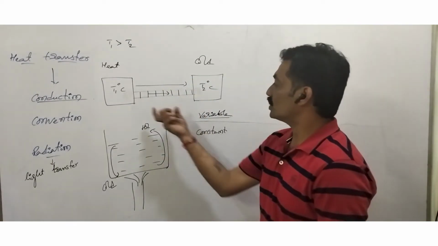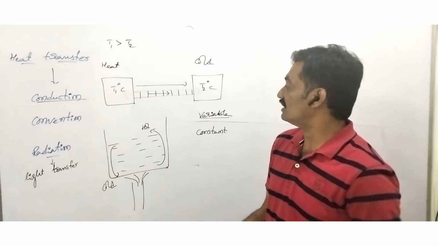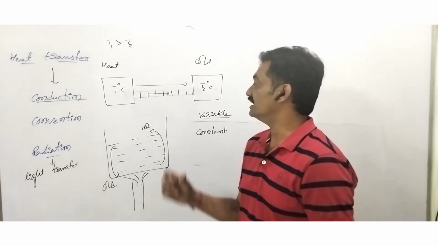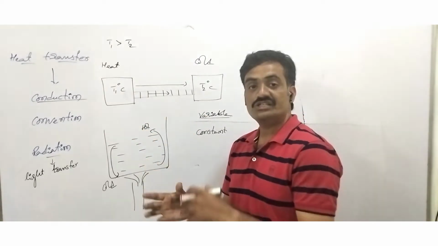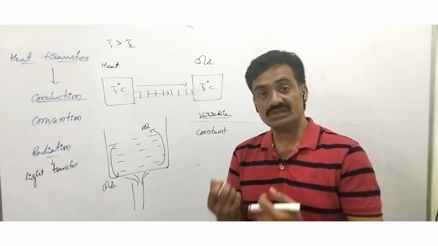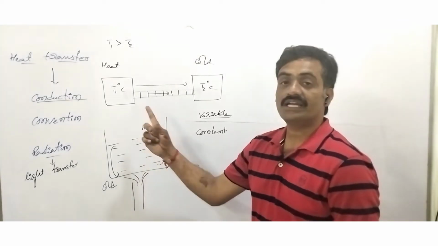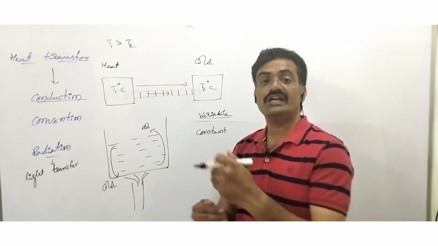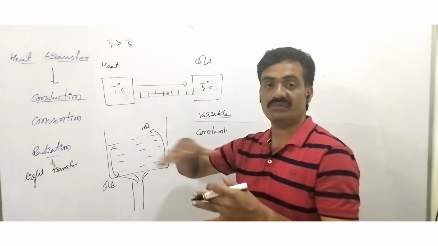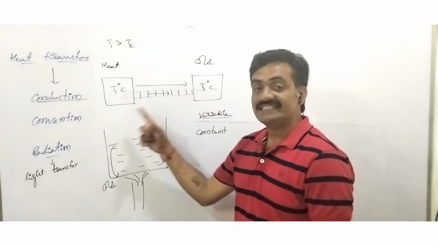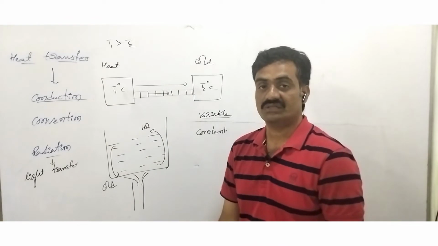Whereas the second one is constant heat throughout the body. If the heat is constant throughout the body, there is no temperature difference. When there is no temperature difference, heat cannot be transferred from one end to another end. Why? Because it's the same, it's constant. So as it is constant, heat cannot be transferred.